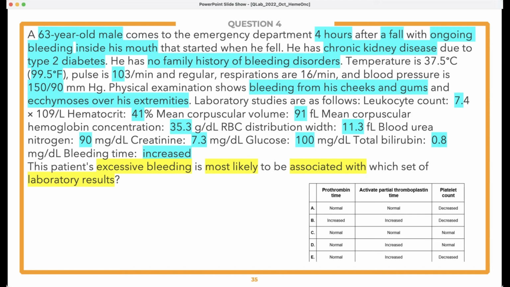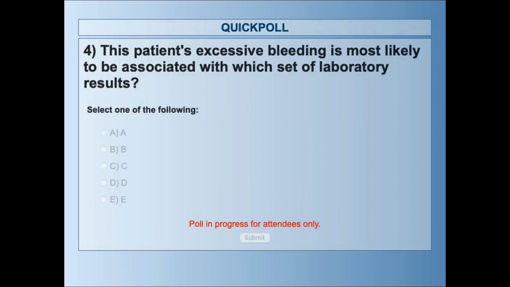Okay, we're going to go ahead and launch the poll. Again, this patient's excessive bleeding is most likely to be associated with which set of those laboratory results. So pick your letter, and we're going to launch the poll. So it should be a quick one. Go ahead and let us know.